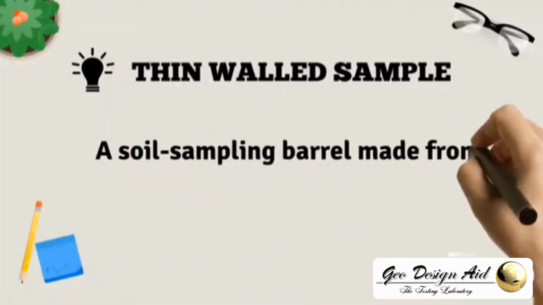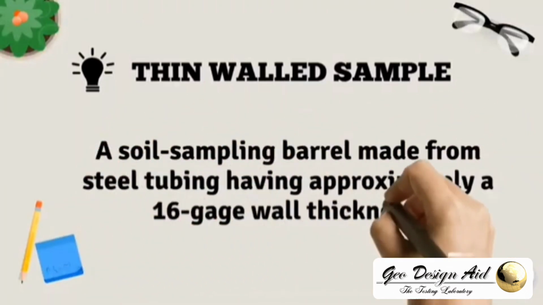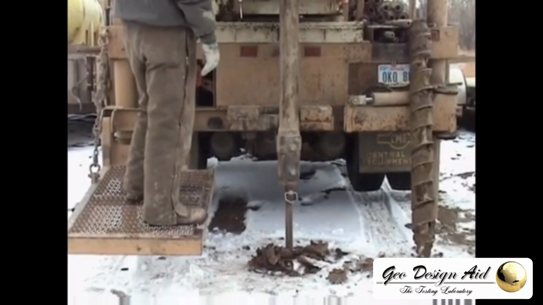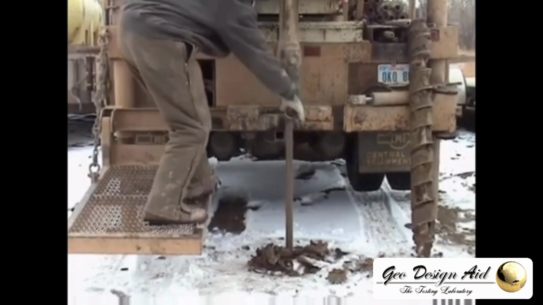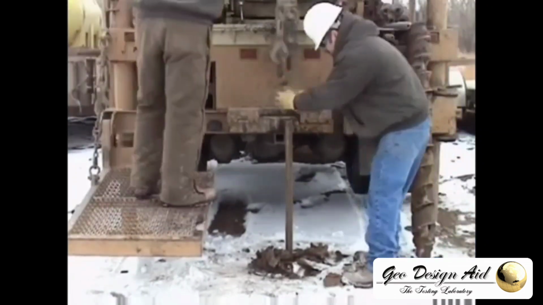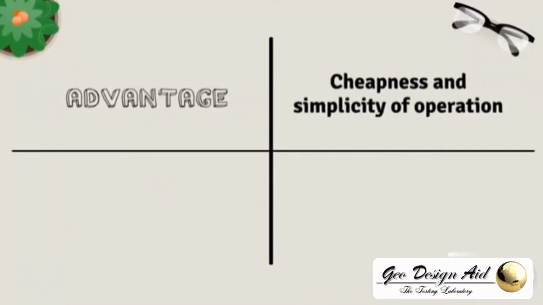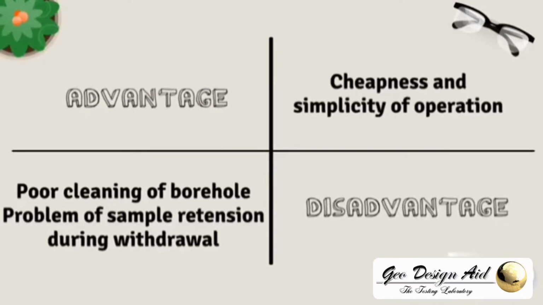A thin wall sampler is a soil sampling barrel made from steel tubing having approximately a 16 gauge wall thickness. This is the process of the thin wall sampler. The tube is pushed down into the soil, and after driving the Shelby tube, the sampler is turned and taken out of the hole. The advantage is cheapness and simplicity of operation. However, the disadvantages are poor cleaning of the borehole and the problem of sample retention during withdrawal.